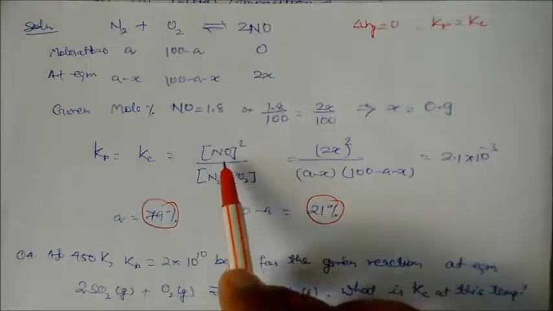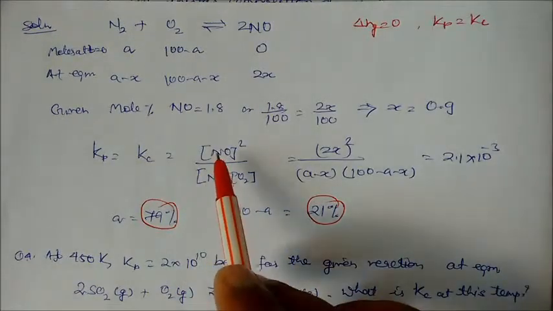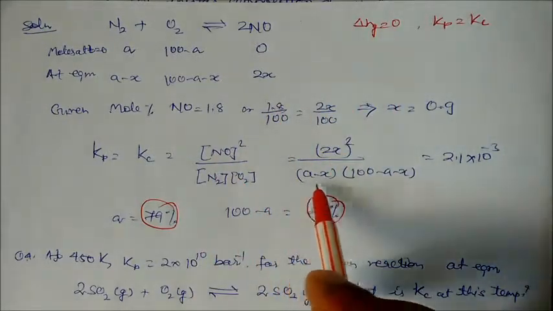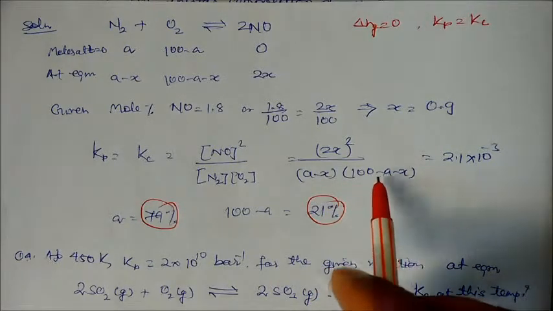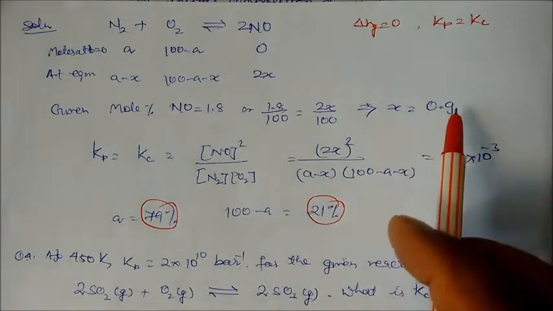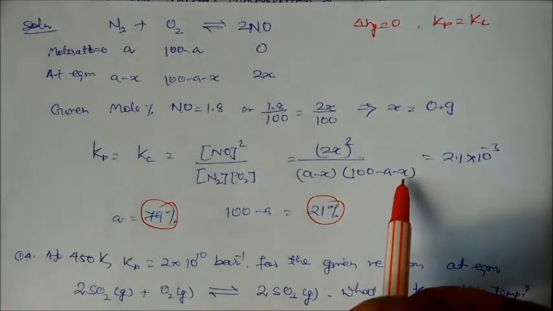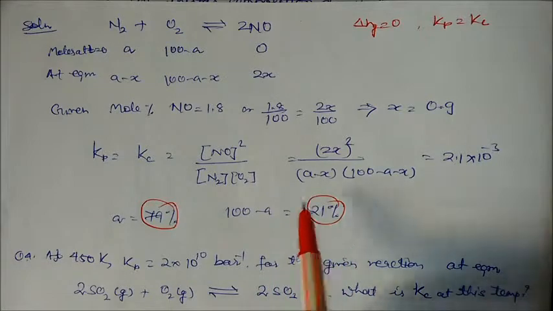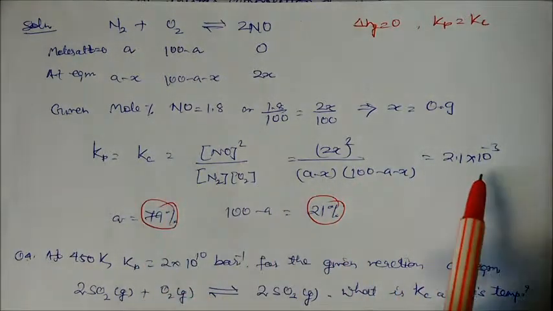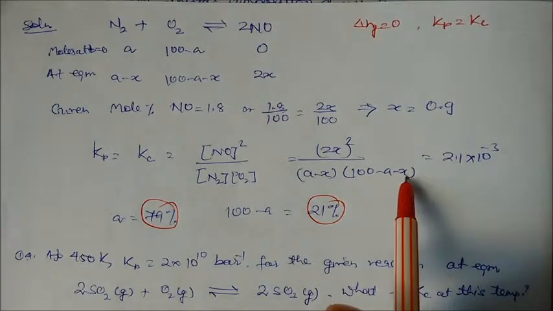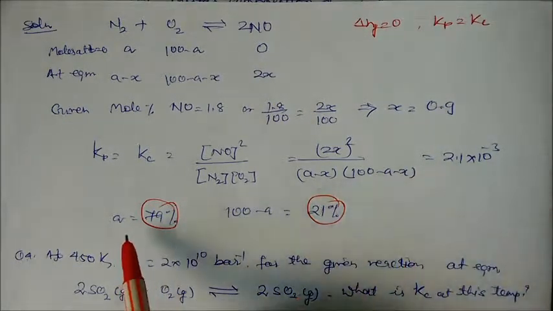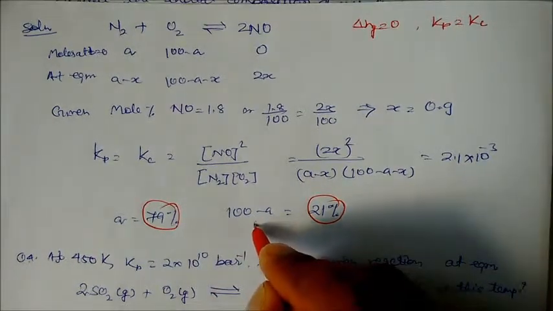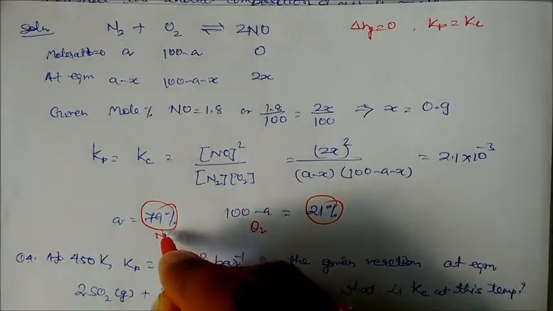Now substitute the value of the concentration. This is 2x, since delta Ng is equal to zero, so there is no volume use. So (2x) whole square over (a minus x) times (100 minus a minus x). We also know the value of x equal to 0.9. So if we substitute the value of x, and we know Kc is given as 2.1 into 10 power minus 3, we can find a. So a will be 79%, so definitely 100 minus a will be 21%. This is the mole percent of oxygen and this is the mole percent of nitrogen.